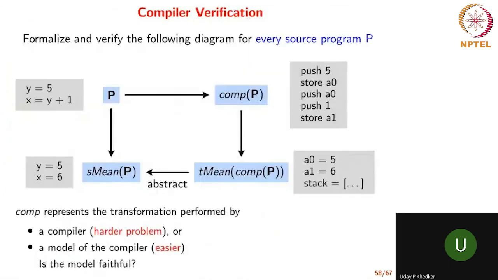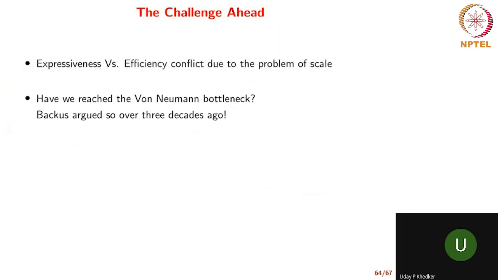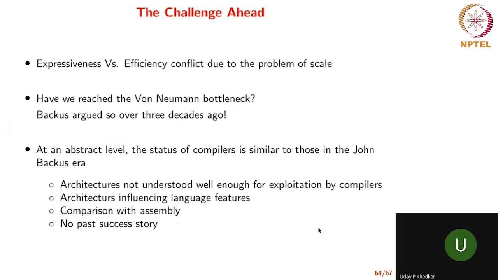And it is in this sense that in my conclusion, I said these four statements. These new architectures are not understood well enough in the sense of their semantics. For example, I took relaxed memory consistency as an example. They don't have formal guarantees, but they work very fast. So how do compilers exploit it? That's a challenge. So architectures are influencing language features.